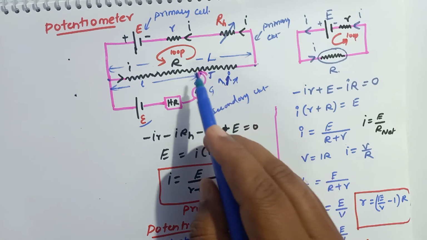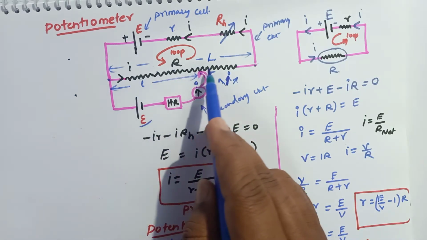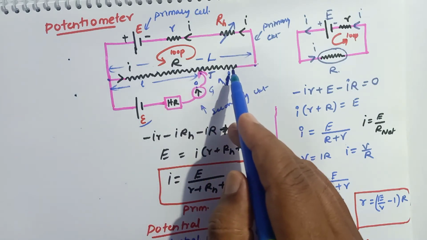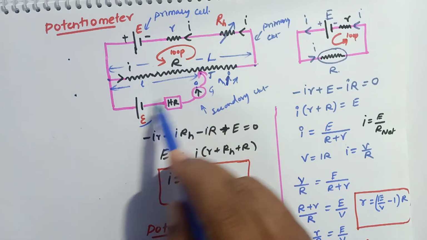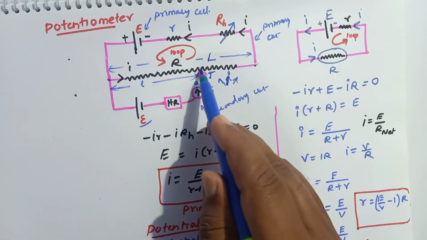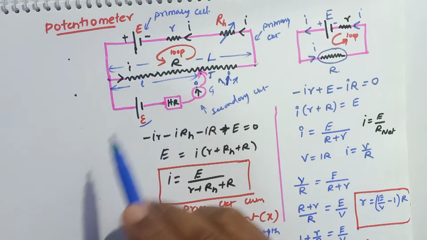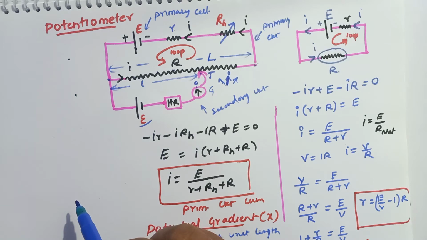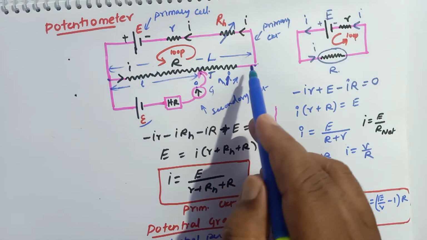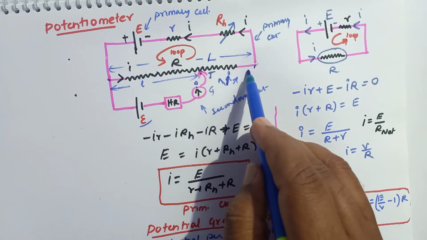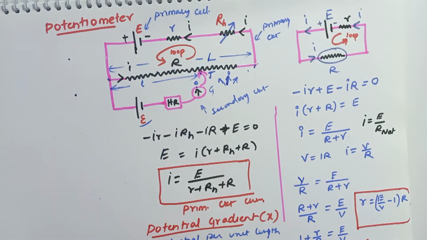So to get zero deflection, you have to find out the balancing length of this wire. Where is the balancing length of this wire? You have to find out here. Wherever you are getting zero deflection, that is going to be the balancing length. So small l is called the balancing length. From here to here, the wire, if you are considering a potentiometer, that is capital L.